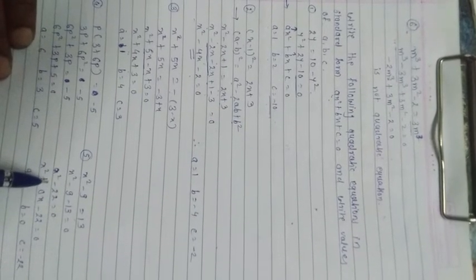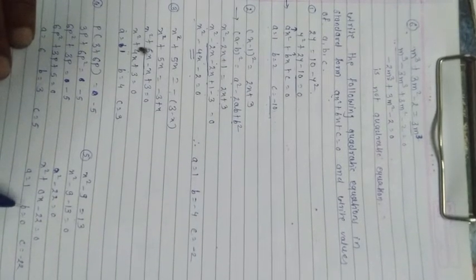But in this equation the middle term is missing. So consider 0 as the coefficient of that middle term, that is x square plus 0x minus 22 is equal to 0. Therefore the value of a is equal to 1, the value of b is equal to 0, and c is equal to minus 22.